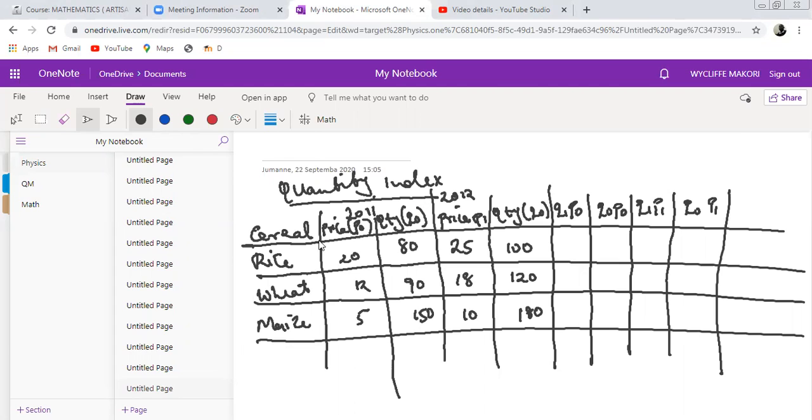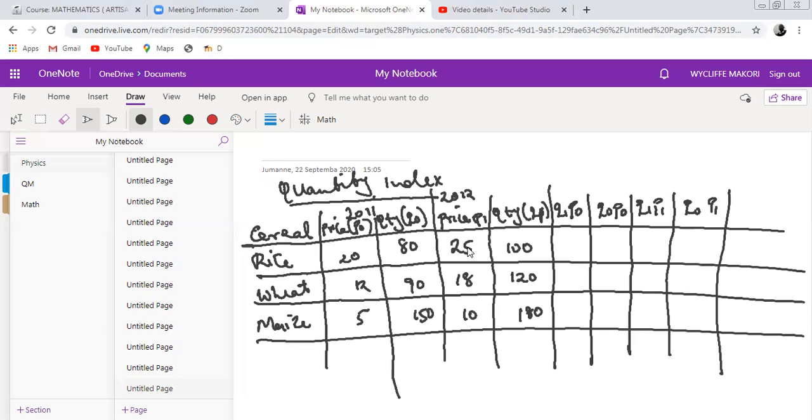So we have been given this table here for the prices of three cereals, that is rice, wheat, and maize, for the years 2011 and 2012. In this case, the year 2011 becomes our base year, and the year 2012 becomes our current year. Therefore, the price for 2011 is our P0, and the price for 2012 is our P1. The quantity for 2011 is our Q0, and the quantity for 2012 is our Q1. At this point we can calculate the quantity indices using the four methods: the Laspeyres, the Paasche, the Fisher's, and the Marshall-Edgeworth. For that, we need additional columns for Q1P0, Q0P0, Q1P1, and Q0P1.